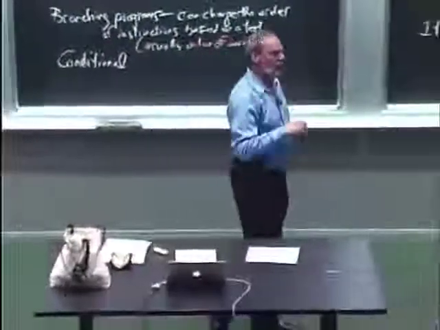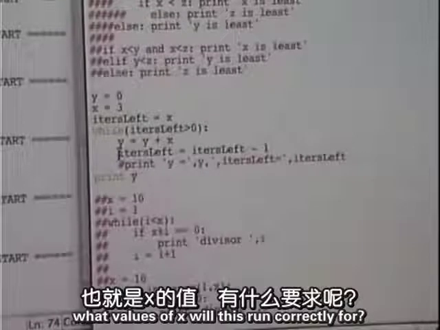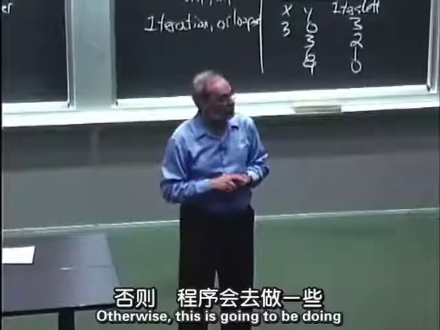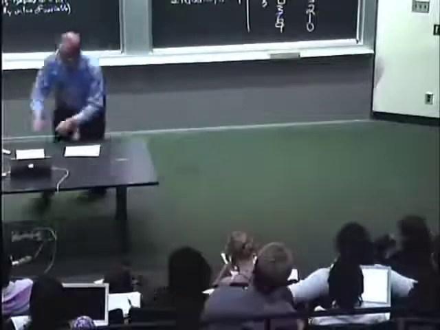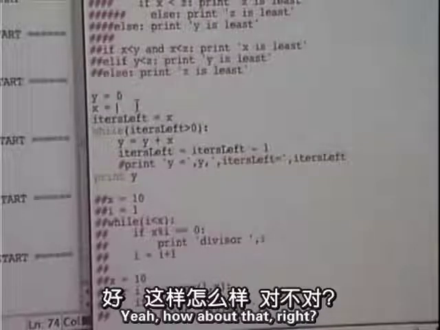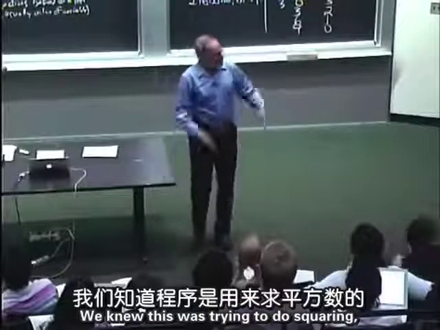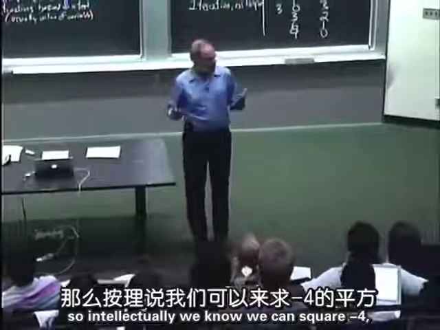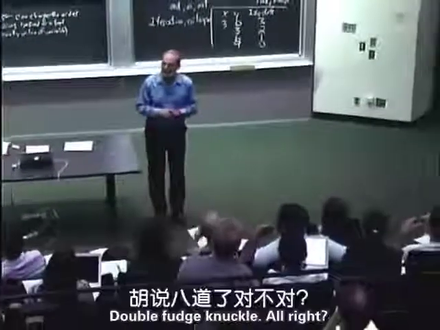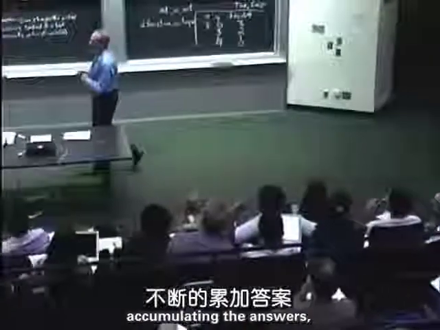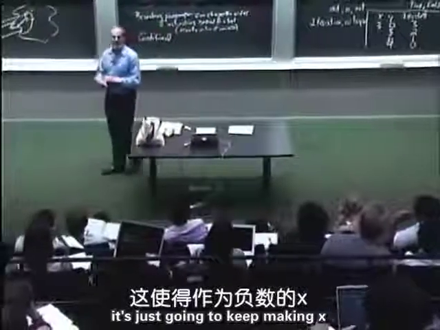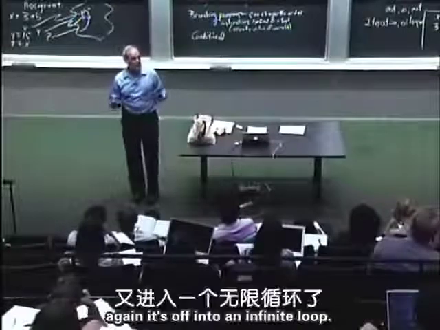Here's the second question. What values of x will this run correctly for? Probably should be integers, right? Otherwise, this is going to be doing something strange. But all integers? All right, suppose I do this. This is my last example. Yeah, how about that, right? We knew this was trying to do squaring, so intellectually we know we can square minus 4. It ought to be 16, but what happens here? Double fudge knuckle, right? It's going to run through the loop, accumulating the answers, but because I'm subtracting, it's just going to keep making x more and more negative as it goes along. Again, it's off into an infinite loop.